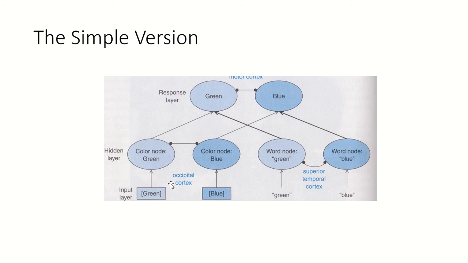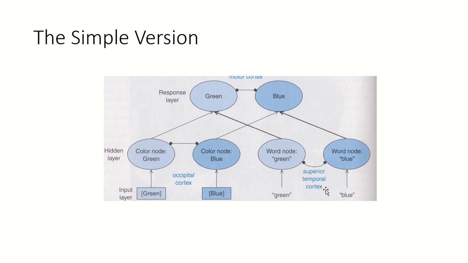So these color neurons would be in the occipital cortex, right? That's where vision happens. And you see that there's lateral inhibition going on there too. Remember, when neurons push each other down, they want to fire and they push their neighbors down. So if something green shows up, the color node green starts to fire and it pushes down the color node blue. And it also connects to the response green, whereas the color node for blue would correspond to the response blue. That's the color nodes.